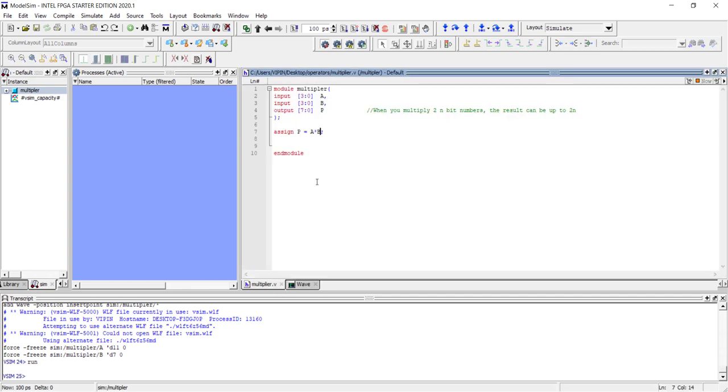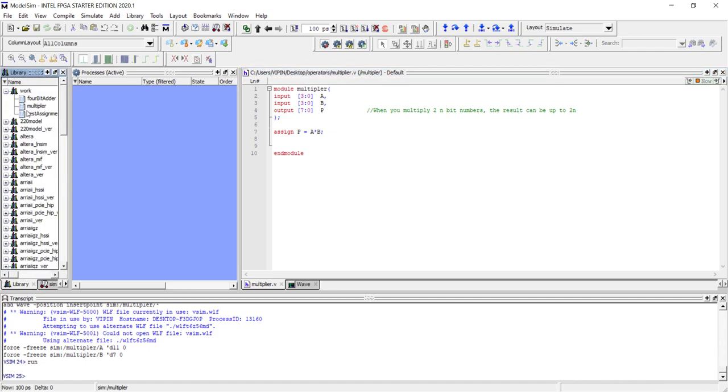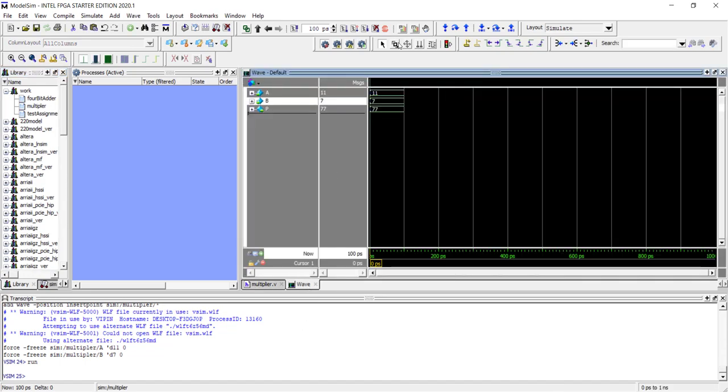Now there's a typo I made here. I typed multiplier wrongly, that is why it is saying the wrong name, but the file name is multiplier, so you can correct it and try it. Okay, so no big deal, it's working as expected.